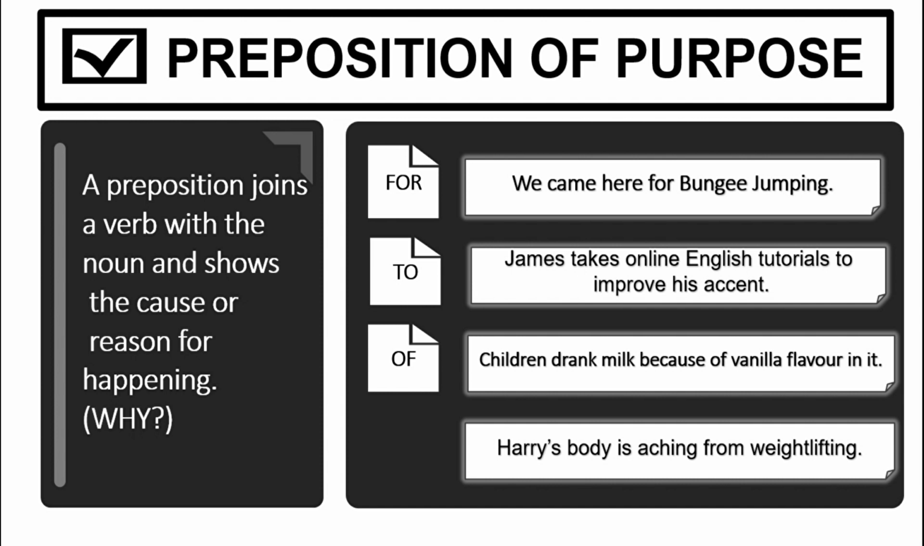Harry's body is aching from weightlifting. Why is his body aching? Because of weightlifting or from weightlifting. So the reason you get here is weightlifting. So from becomes the preposition of purpose.